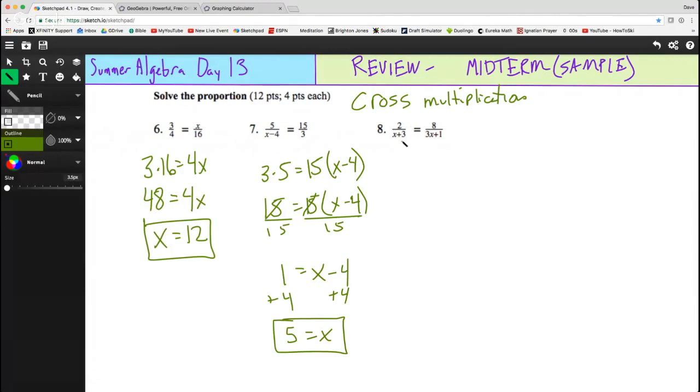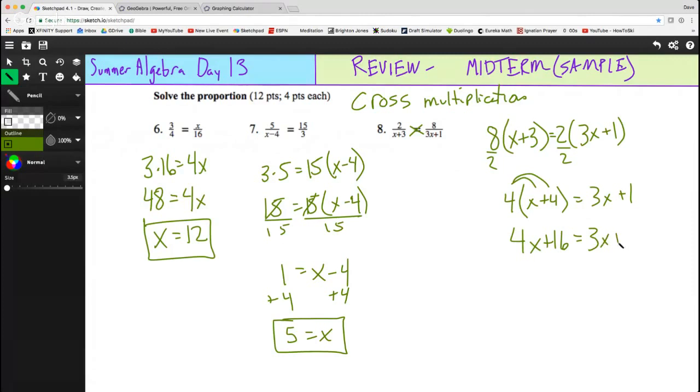All right, cross multiply again, and we get 8 times (x plus 3) equals 2 times (3x plus 1). Let's divide both sides by 2 first, and let's get 4 times (x plus 3) equals 3x plus 1. So I distribute: 4x plus 16 equals 3x plus 1. And over here I get minus 3x.